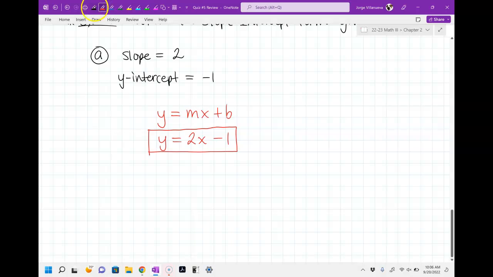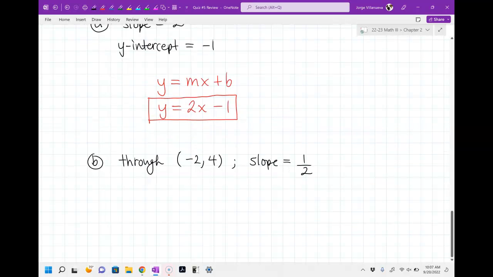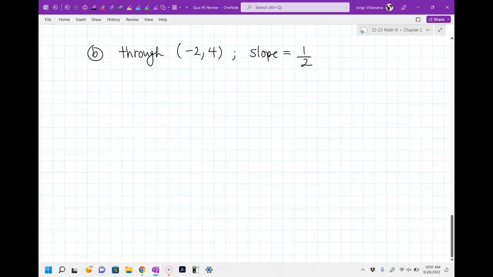Part B. Same instruction. Write the slope-intercept form given the following. We know that it's going to go through a point. Let's say -2, 4. And the slope, we'll say the slope is 2. No, let's not make it 2. Let's make it a half. So it's going through that point and it has a slope of a half.